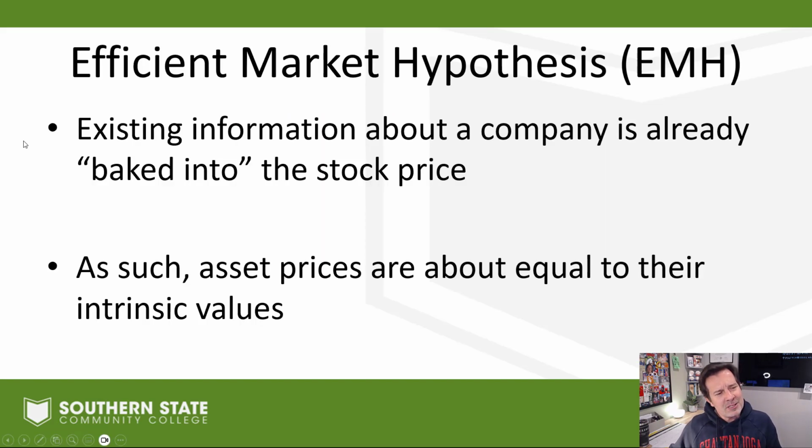So that leads us to this idea of the efficient market theory, that all the existing information about a company is really already baked into the stock price. All right? And because of that, the asset price is going to be pretty much equal to its intrinsic value. Maybe a little bit higher, maybe a little bit lower, but there's going to be a pretty narrow window there.